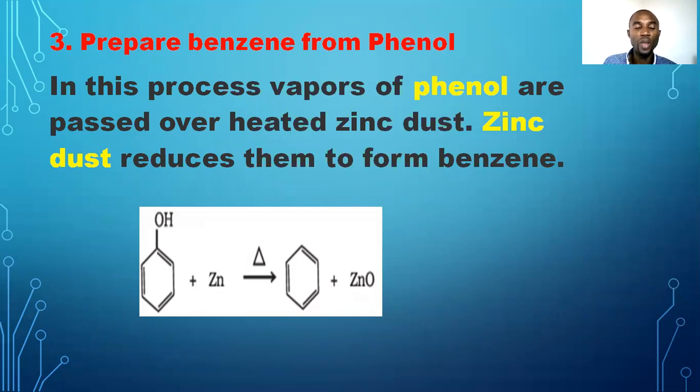So we have discussed the ways in which you can prepare benzene. Number 1, cyclic polymerization. Number 2, decarboxylation. Number 3, using zinc to reduce phenol, and we'll have benzene. So these are the methods you can use to get benzene prepared.